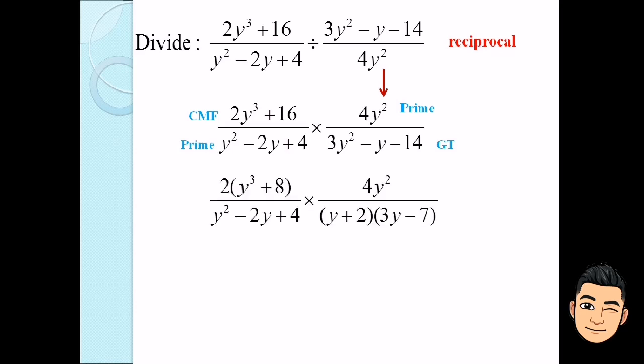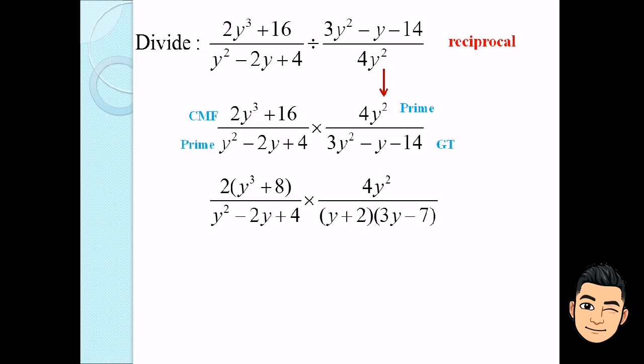So, ngayon, pwede nyo munang i-pause yung video kung medyo nabibilisan kayo at kuhanin muna yung mga factors. Ayan, nakuha na natin yung factors nung sa numerator. 2y cubed plus 16. The GCF is 2. Remaining factor is y cubed plus 8. And then yung sa denominator natin na GT, pwedeng trial and error or pwedeng yung systematic way na tinuro ko. So, ang factors ay y plus 2 and 3y minus 7. We just check the middle term, that is negative y.